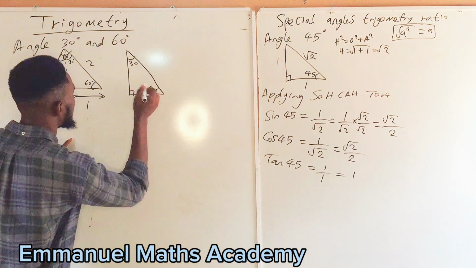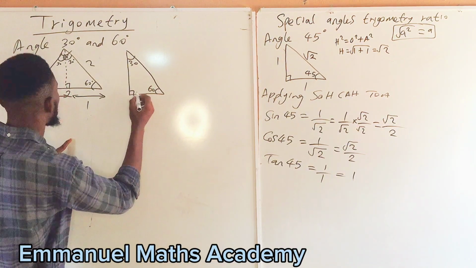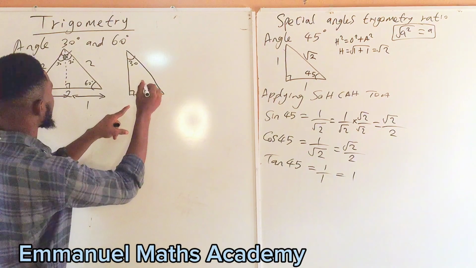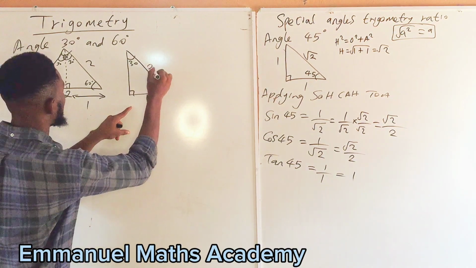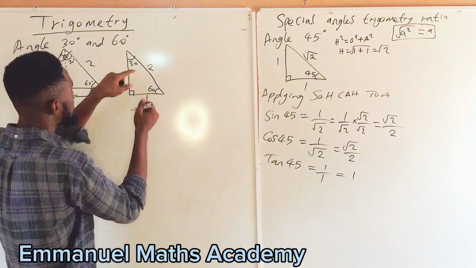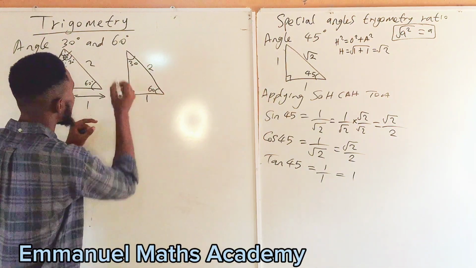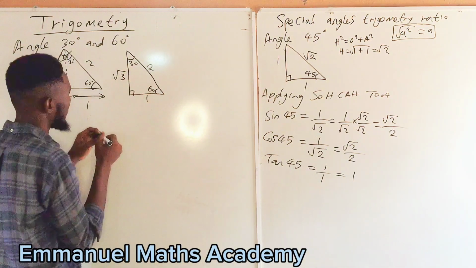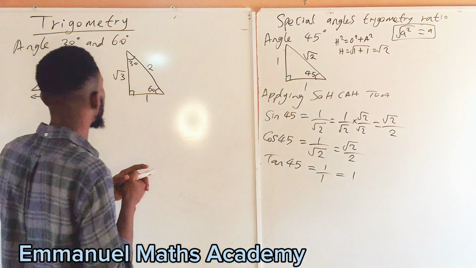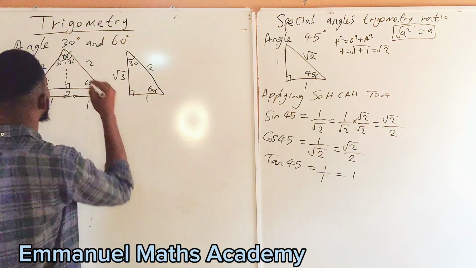This 30 is 30 degrees, 60 degrees. You now have 1. You now have 2. To get this should be root of this plus this, right? That means root 3. Is that clear? Is that clear? Now, let's start from sine 30.